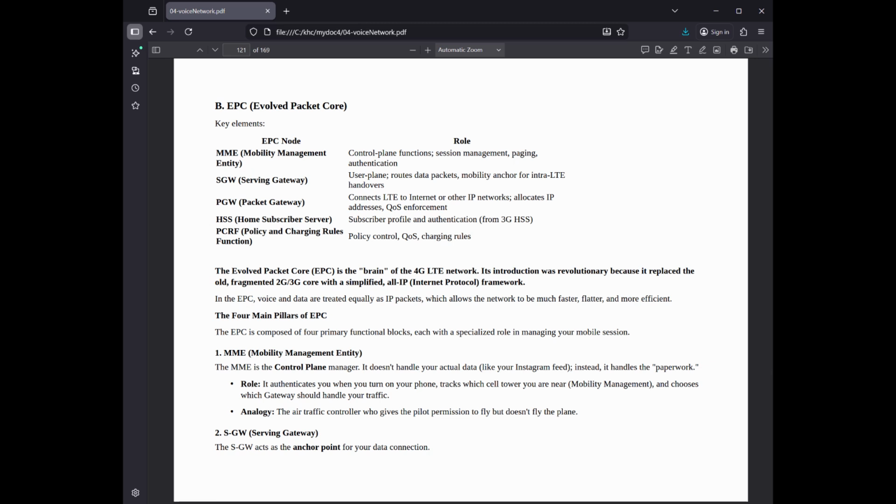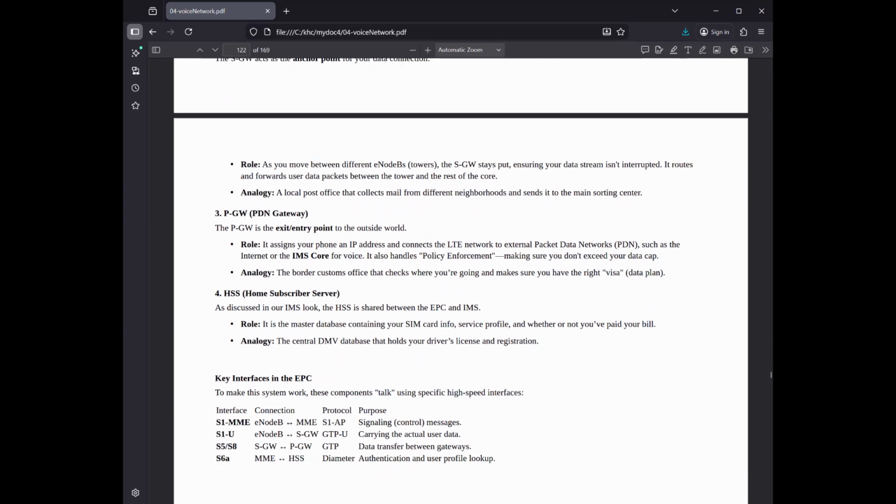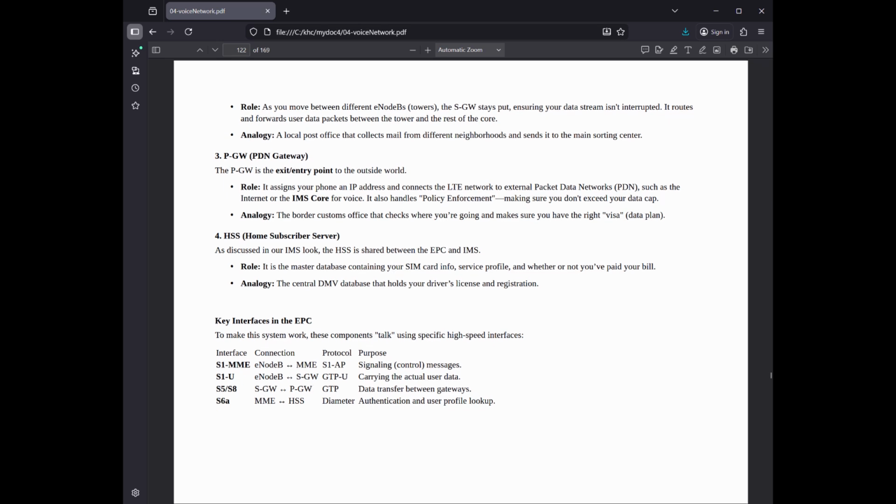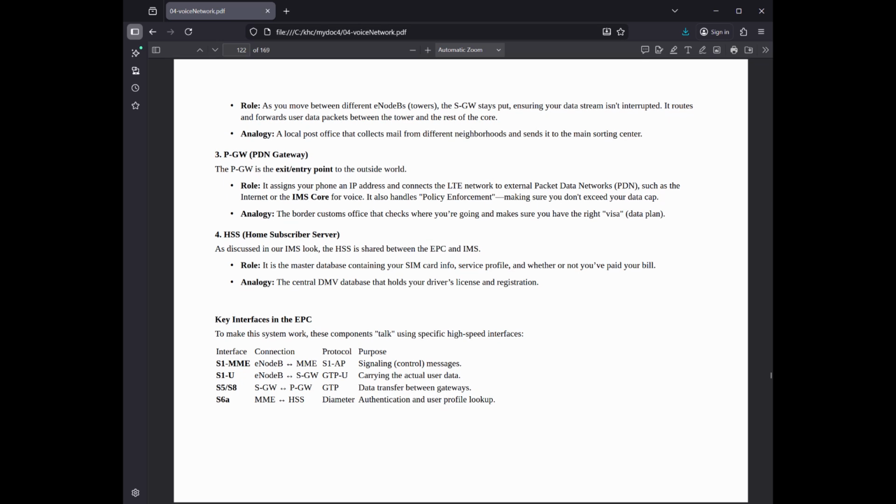2. SGW, Serving Gateway. The SGW acts as the anchor point for your data connection. Role: as you move between different eNodeB towers, the SGW stays put, ensuring your data stream isn't interrupted. It routes and forwards user data packets between the tower and the rest of the core. Analogy: a local post office that collects mail from different neighborhoods and sends it to the main sorting center.